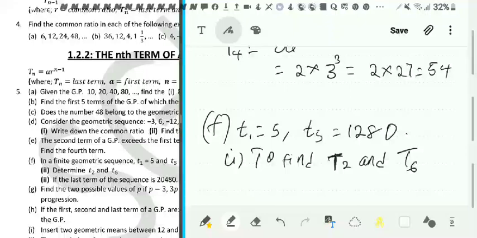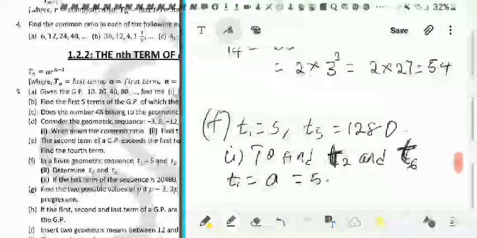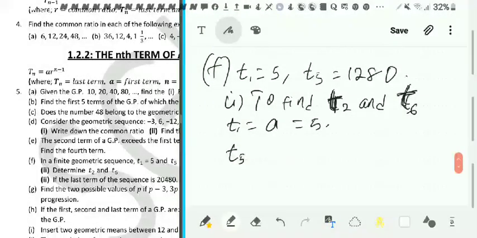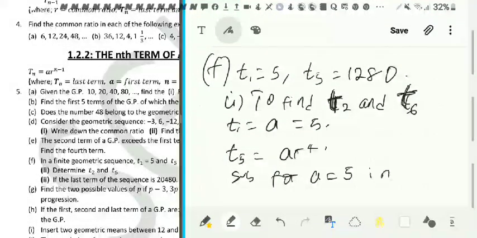Okay, so we're just going to be doing the same thing over and over again. Look for your A, look for your R, put it inside the formula, and that's all. Now that we're given T1 and T5, T1 is the same thing as A. They use small letter, so let's use small letter. T1 is the same thing as A, and that's equal to 5. Then T5 is AR raised to the power of 4. Substitute A equals 5 in T5.